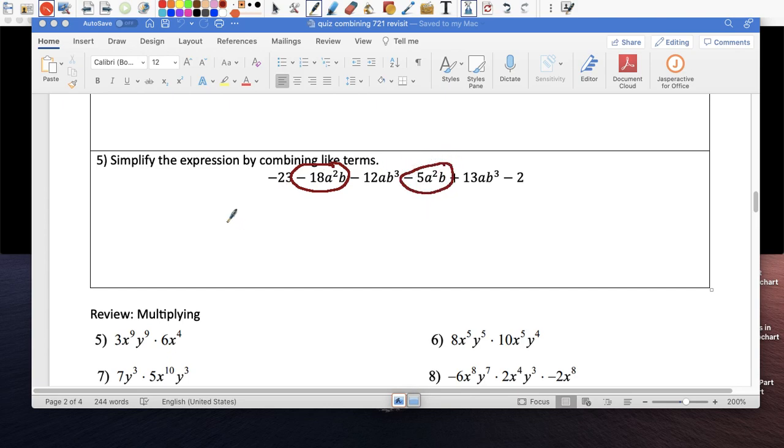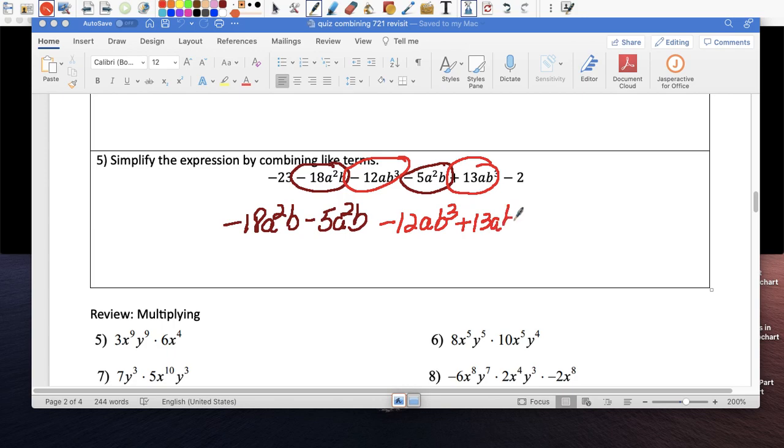So let me write them side by side. Imagine they're rocks and I'm moving these rocks, right? Next one, AB cubed. So this guy's an AB cubed and this guy's an AB cubed, but this is a minus 12 AB cubed. This is plus 13 AB cubed. And the last two terms are going to be minus 23, minus 2, right?